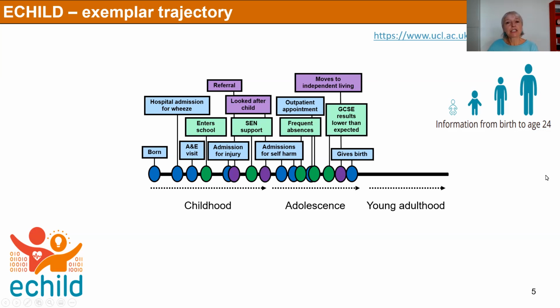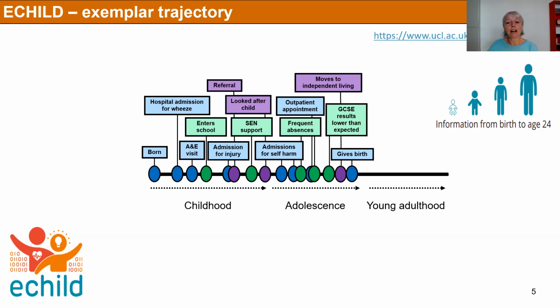EChild can never pinpoint individual children like this, but it can answer questions about groups of children like this child. In this example, a key question is whether earlier recognition of special educational needs or earlier support from social care could have led to different outcomes.